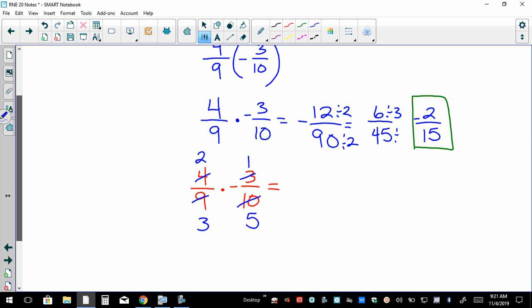I got 2 times 1 is 2. 3 times 5 is? 15. Saves you a lot of reducing steps, right? Saves you a lot of reducing steps.